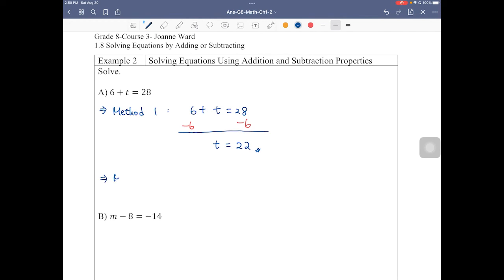I also have method 2, where we use inverse operation. 6 plus t equals 28. In order to make the statement true, I want to cancel out the positive 6. There's an invisible positive here. So I do minus 6 on both sides to cancel out the effect of plus. So t equals 28 minus 6 equals 22.